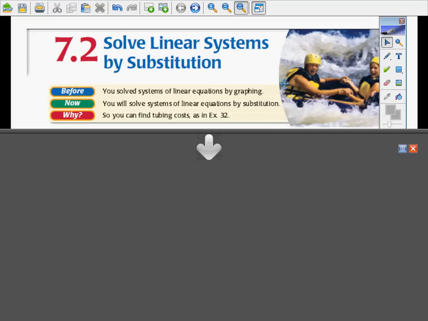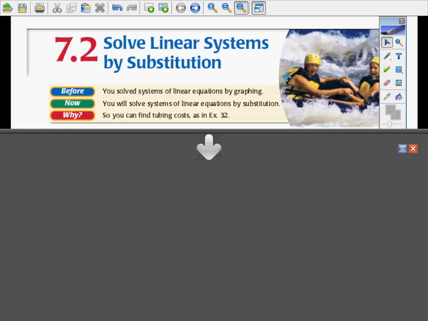Alright, here's our lesson on solving linear systems by substitution. In the lesson that you did earlier today, you solved the linear systems by graphing, and we noticed that the solution of the system was where the two lines intersected. It was the x and y coordinate. That's going to be true for all linear systems.